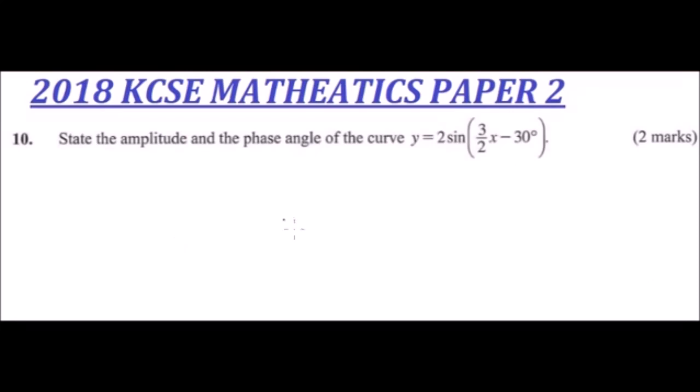So this is 2018 KCSE Mathematics Paper 2, question number 10. State the amplitude and the phase angle of the curve y is equal to 2 sine of (2/3 x minus 30). So the amplitude, I'll be covering this topic soon. So this is the amplitude, the constant that is multiplied by the function. So we can say amplitude is equal to 2.